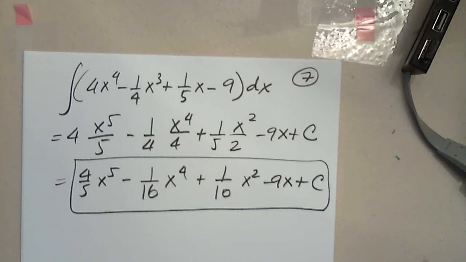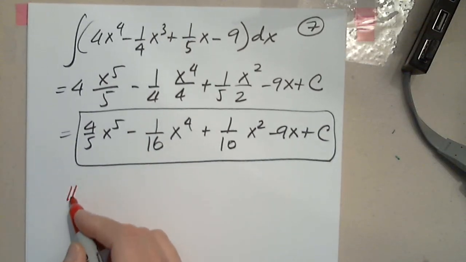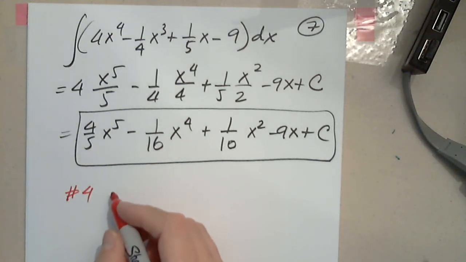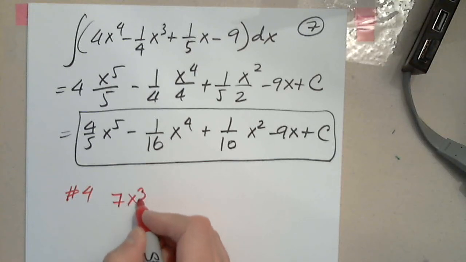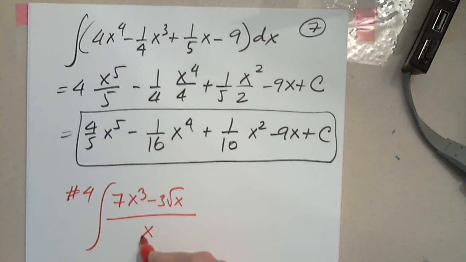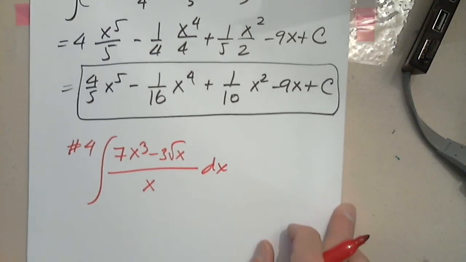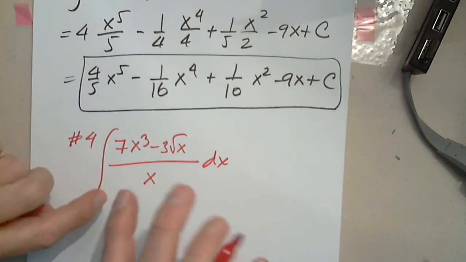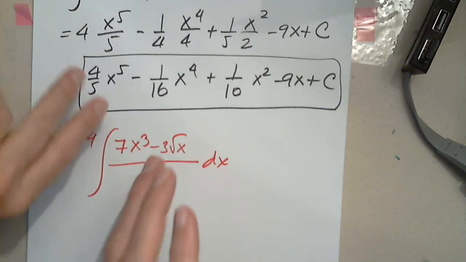No, I'm good. Then you said 4. Oh, and it's 7 x to the 3rd minus 3 root x, and everything's over x, dx. Because the denominator is just one term, I will definitely separate the two fractions.